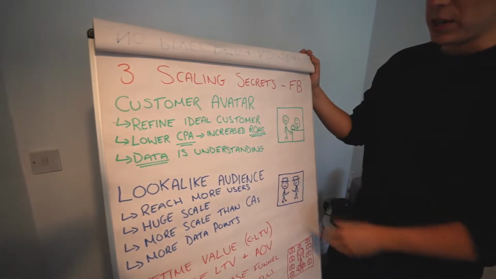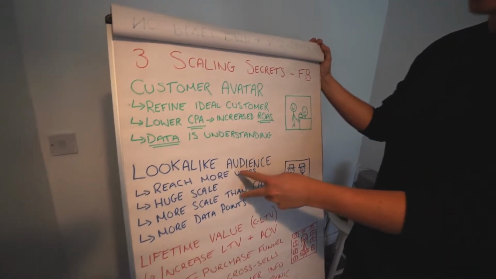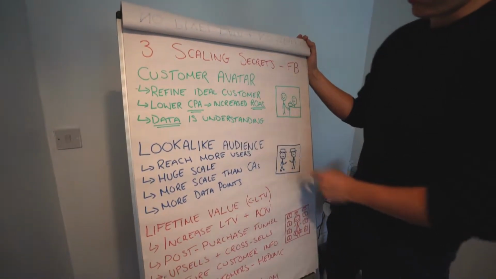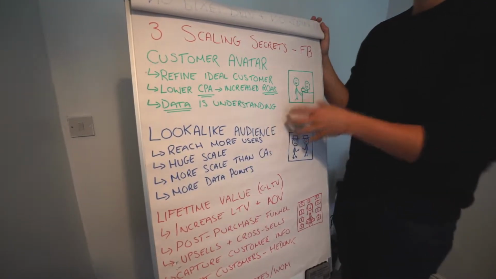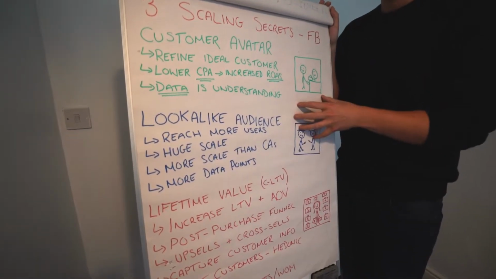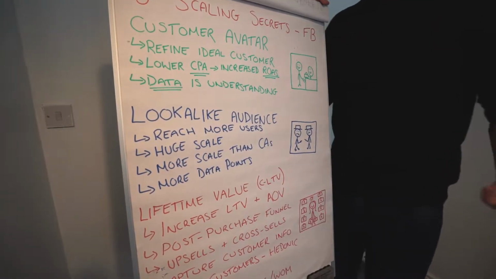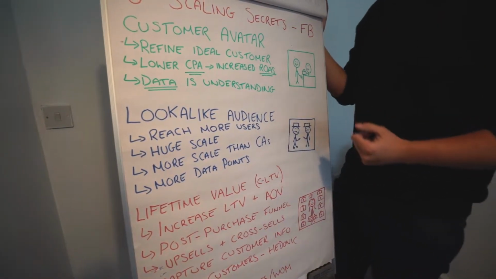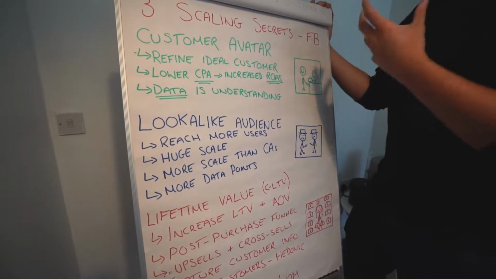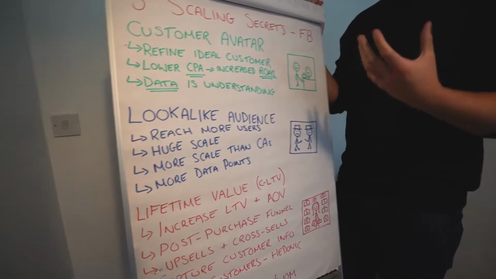It's going to be absolutely essential. The second part to scaling is lookalike audiences. Now, lookalike audiences are absolutely amazing at scale because they are built off of custom audiences that you already have. So an example of this would be, let's say you had an email list of 10,000 buyers.